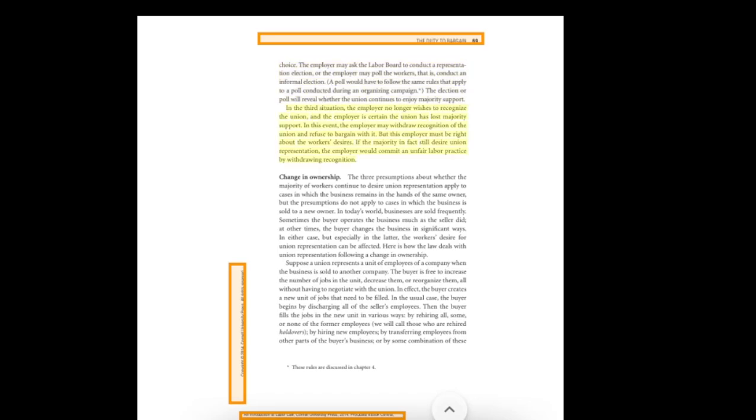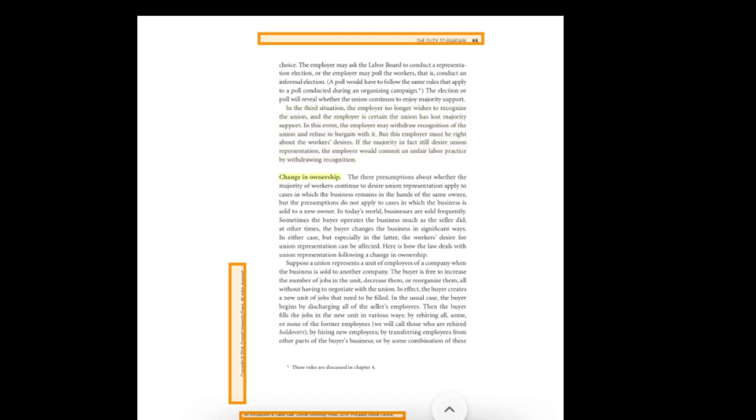In the third situation, the employer no longer wishes to recognize the union, and the employer is certain the union has lost majority support. In this event, the employer may withdraw recognition of the union and refuse to bargain with it. But this employer must be right about the workers' desires. If the majority in fact still desire union representation, the employer would commit an unfair labor practice by withdrawing recognition.